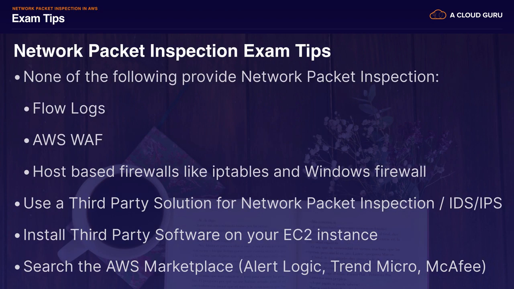Moving on to network packet inspection. Just remember, none of the following provide network packet inspection. So flow logs, which capture network flow for a VPC, subnet, or network interface, but they do not provide network packet inspection. They do not inspect the packets going through your network. And AWS WAF, so this protects applications from known exploits like SQL injection and cross-site scripting. But once again, it will not inspect network packets.